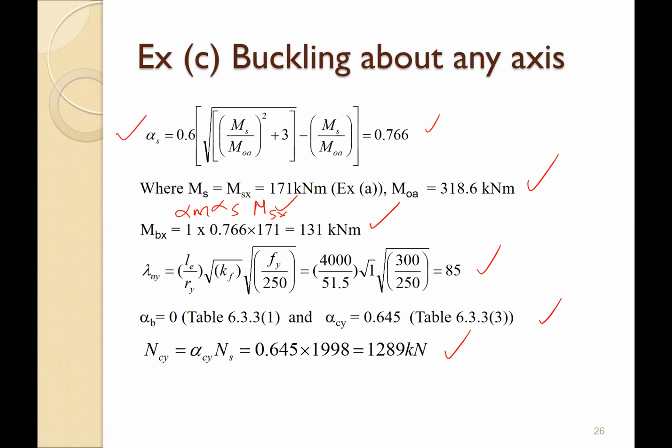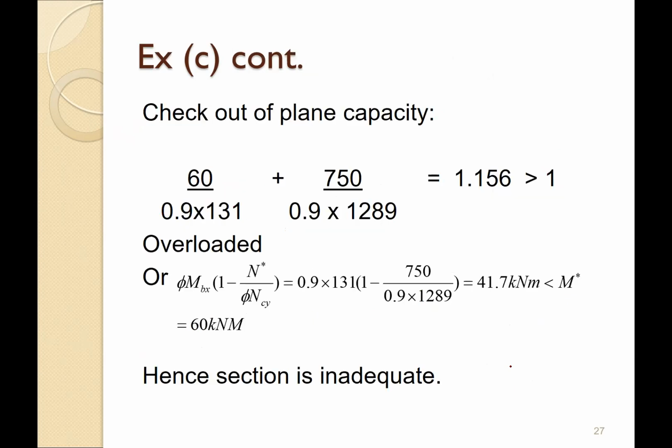You can compare with this earlier expression. We have calculated NCX, right? Now we have calculated NCY instead, because we are considering the possibility of buckling about the minor axis. So now we are checking the out of plane capacity. You see the change in terminology. So check the out of plane capacity: 60 divided by 0.9 times 131, and it is 0.9 times 1289.